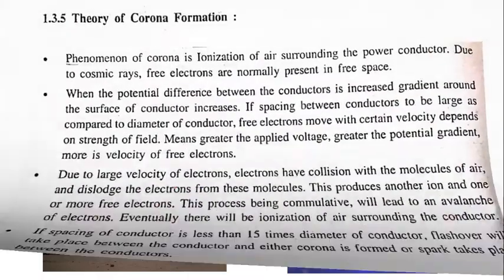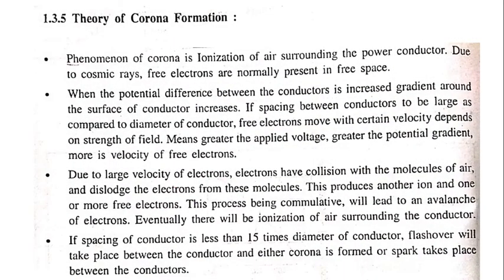Now we are going to see the theory of corona formation, how corona is formed. The phenomenon of corona is the ionization of air surrounding the power conductor. We already know how we are going to ionize our air, surrounding the power conductor. Due to cosmic rays, free electrons are normally present in free space, right? When the potential difference between conductors is increased, the gradient around the surface of the conductor is also going to increase.